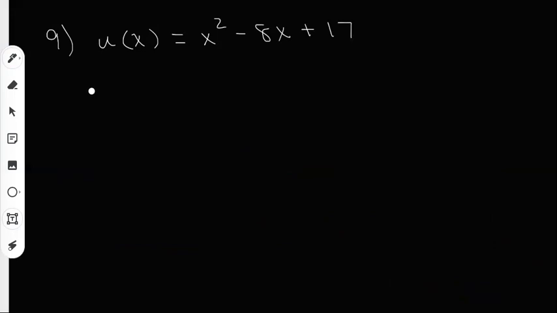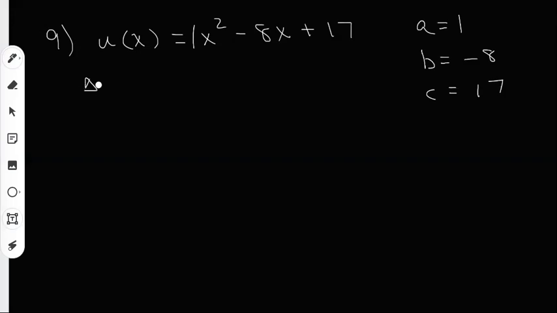The first thing I do is I want to identify what my a, b, and c are. My a is always going to be the number out in front of the x squared. In this case, since there's not a number, it's assumed to be a 1. So a equals 1. B is always going to be the number in front of the x. In this case, it's a negative 8. And then c is always going to be the number left on the side. It's just going to be a number not attached to a variable. In this case, it's 17.